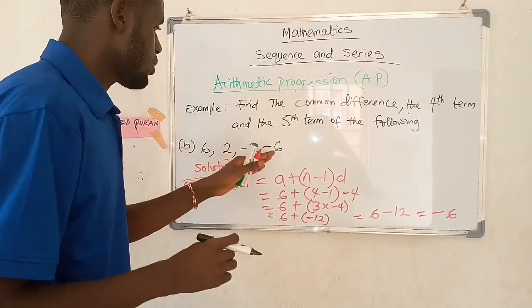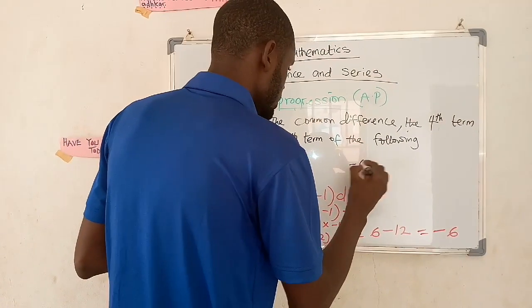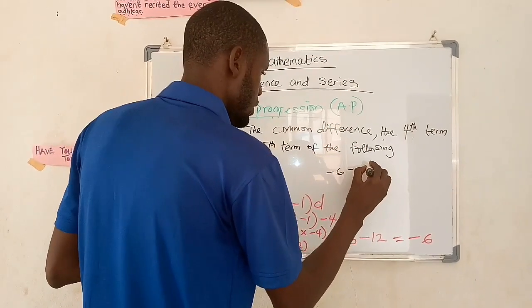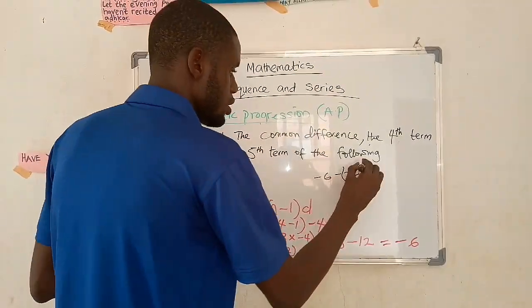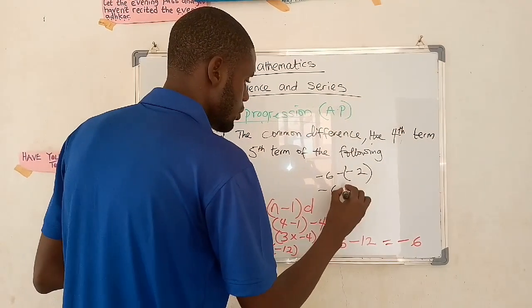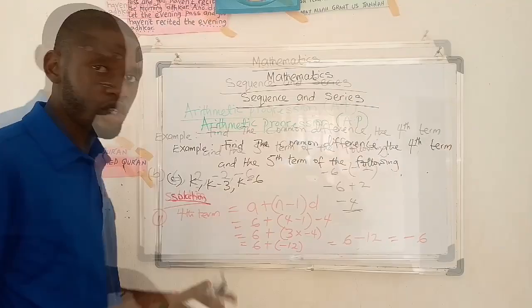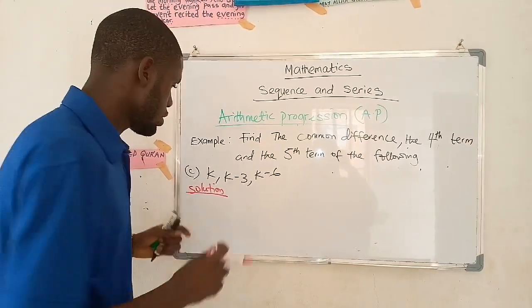Does it make sense? What is the difference between minus 6 and minus 2? Let's see. Minus 6 minus minus 2, right? So minus times minus will give you a positive sign. Minus 6 plus 2, so we have minus 4. So it's correct.